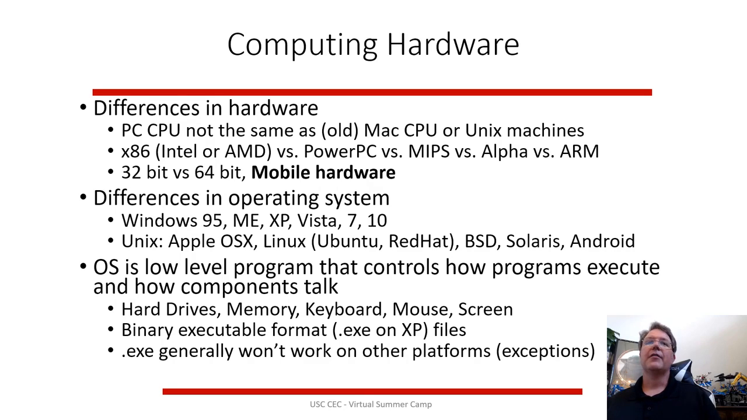On the Unix side, there's a class of operating systems. Apple's operating system is based on Unix. Linux and other Unix, even Android, are all Unix variants. The operating system is the low-level program that controls how programs execute and how components talk. It's the program that runs right on the hardware, in charge of running other programs and dictating how you write files, how you access memory, and how the programs work. So different operating systems limit what you can do, control how things work together, and determine what hardware you can use.